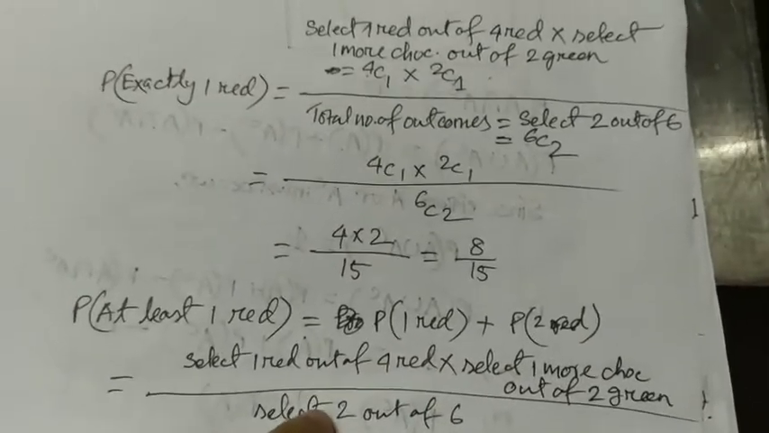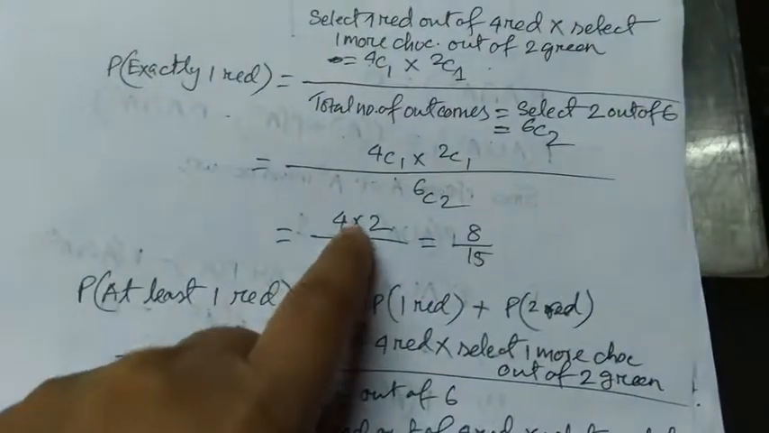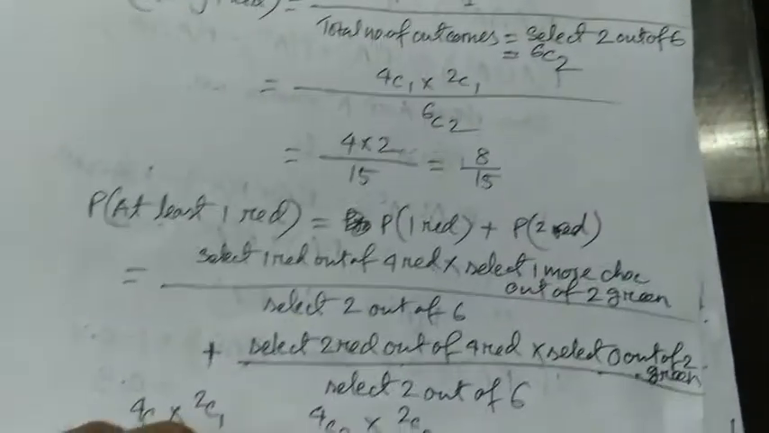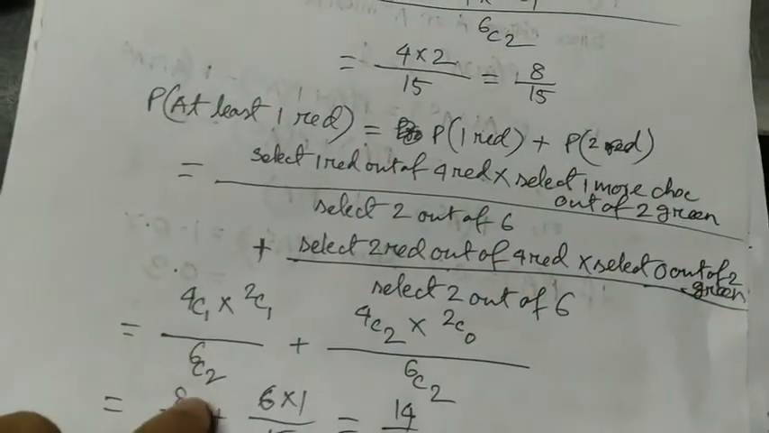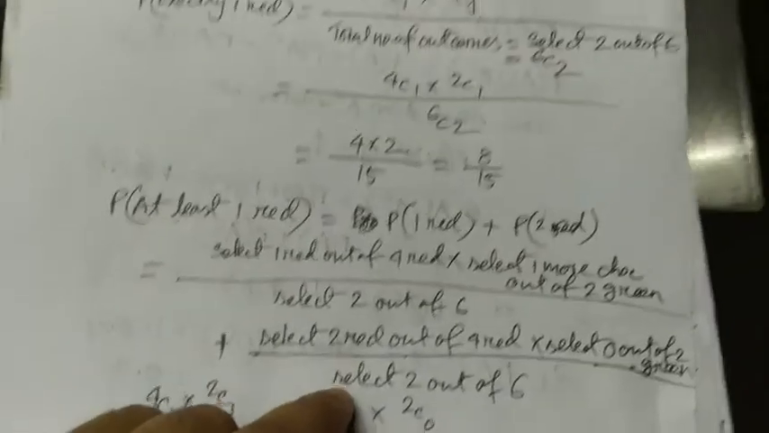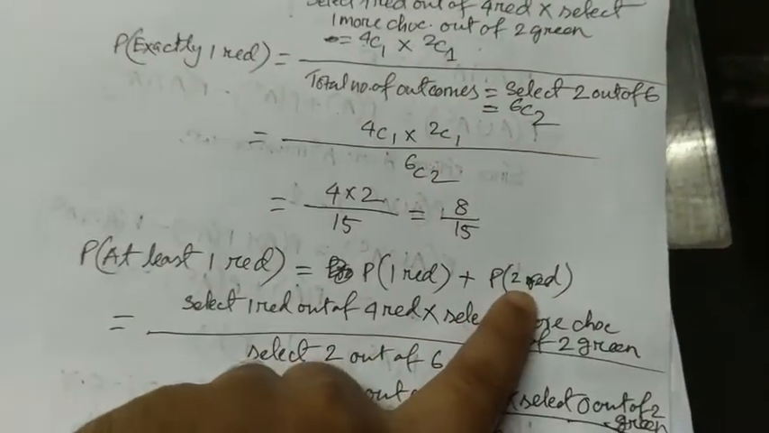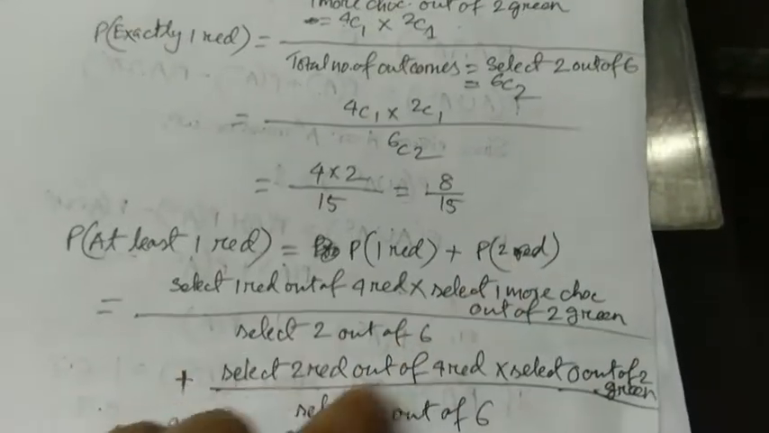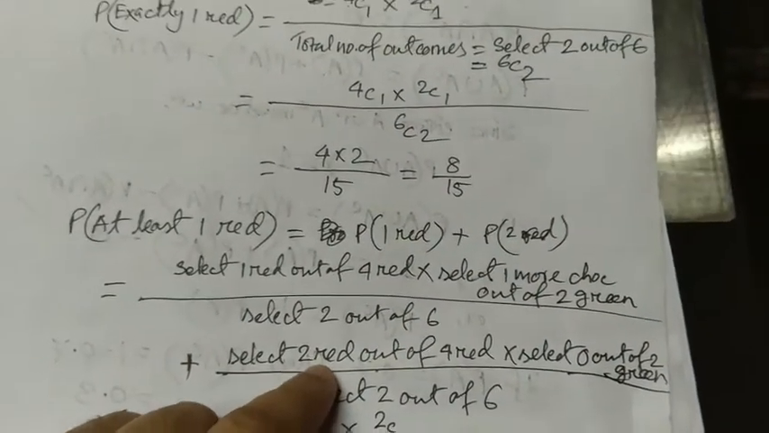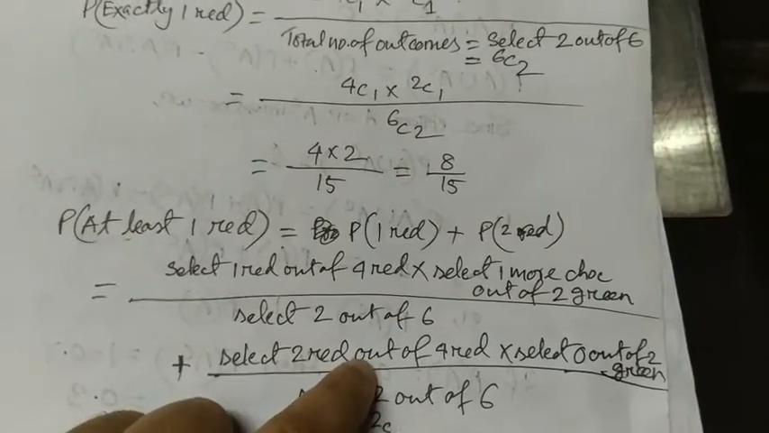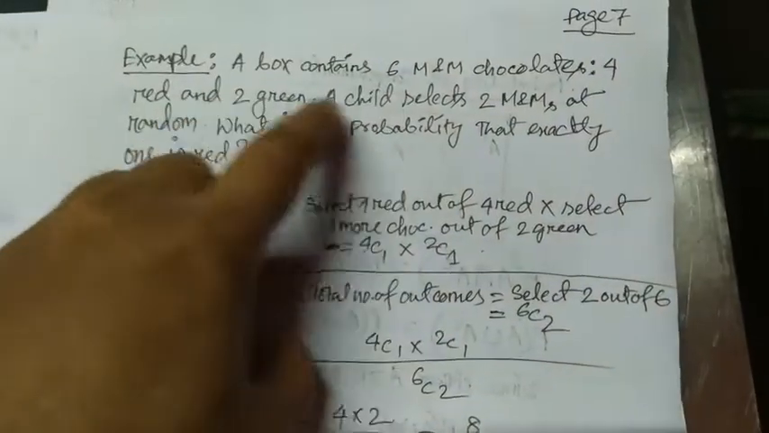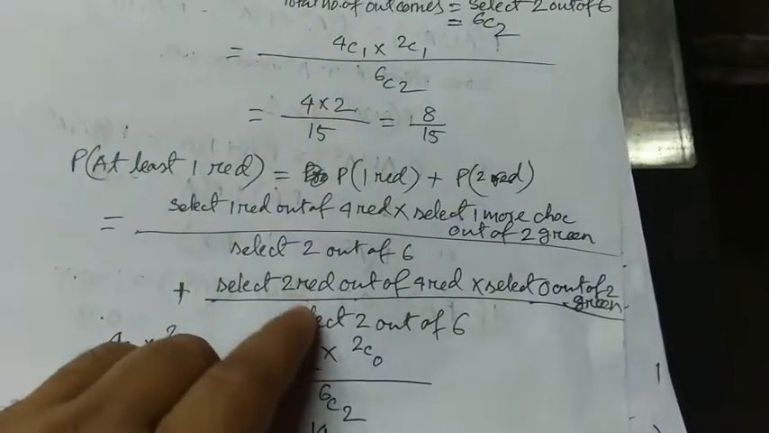Similarly, the probability of one red chocolate is the same way as before. That means 4C1 times 2C1 divided by 6C2. Plus, now we need to find out the probability of 2 red chocolates. That means we need to select 2 red chocolates out of total 4 red chocolates.